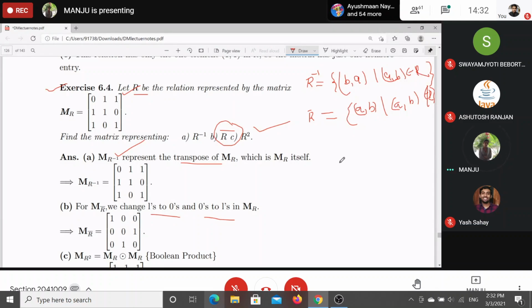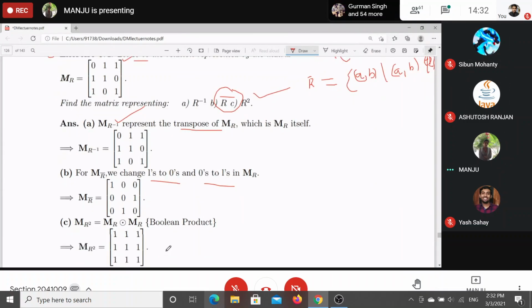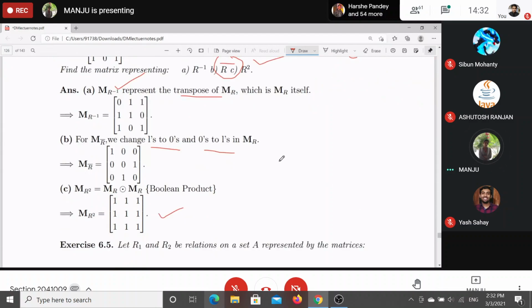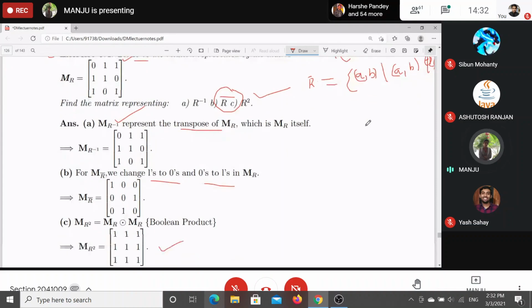MR square. Calculate it. Ma'am, all are 1. All are 1, right? That is MR Boolean product with MR, you can calculate it. Everything is getting 1. It means R complement contains A cross B, all, right?